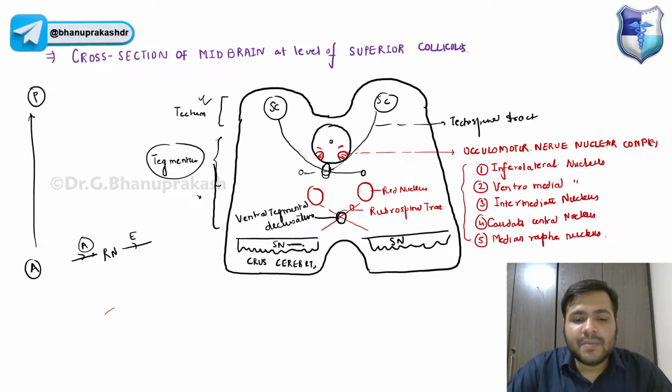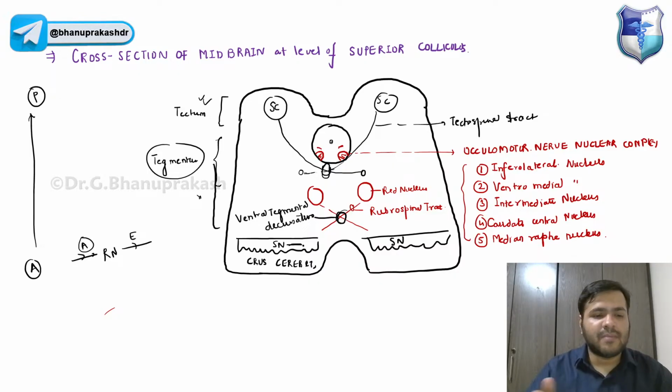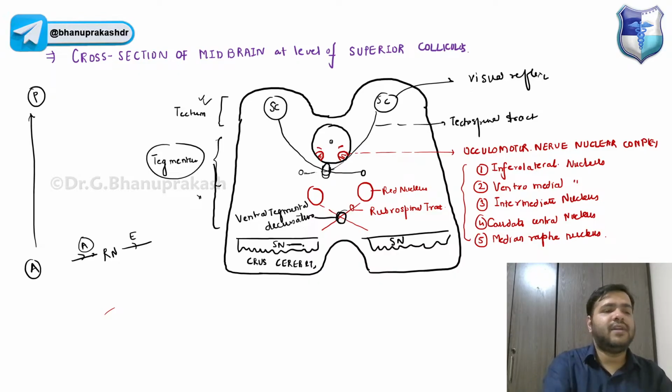Now, guys, coming on to the next part, the superior colliculus. You have to just remember 2-3 points about the superior colliculus. These are masses of gray matter, and these are the centers for visual reflexes, guys. You already know these are the centers for visual reflexes, right?